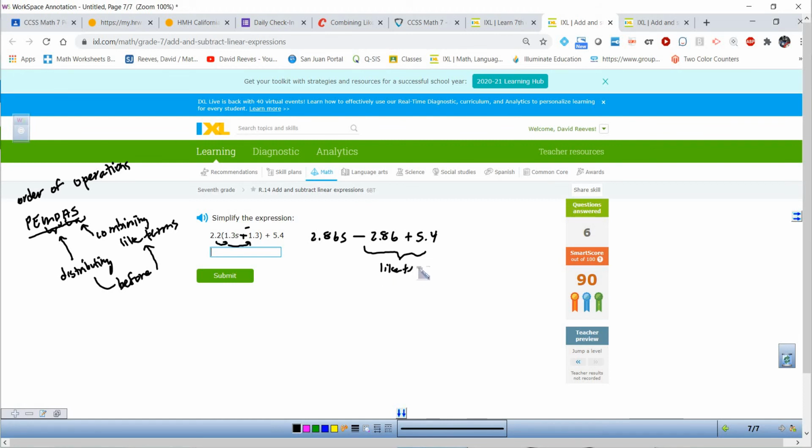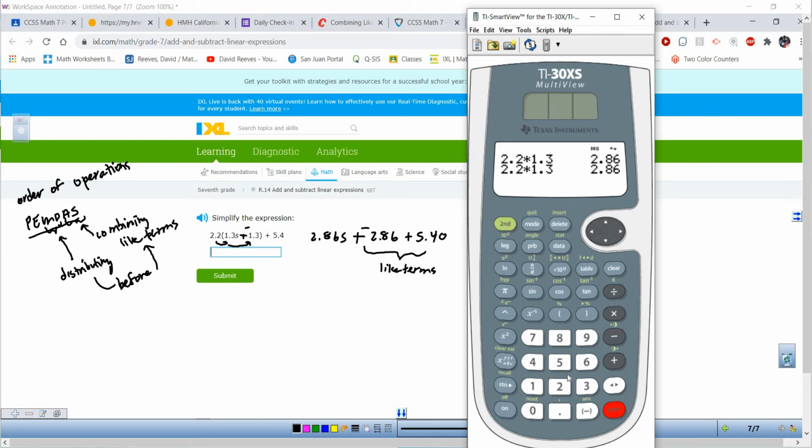So the first thing I did was I distributed. Now I'm going to work on my like terms. All right, so what do I need to do? I need to find the difference between these two. All right, remember when you're adding, you say, what do you have more of and how many more do I have? So again, this is minus, but we can think of this as adding a negative. So I have 5.40 positives and 2.86 negatives. So again, I'm going to go to my handy dandy calculator and I'm going to choose 5.40 and I'm going to subtract 2.86, and what do I get?